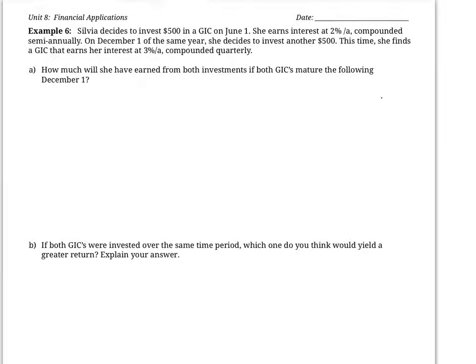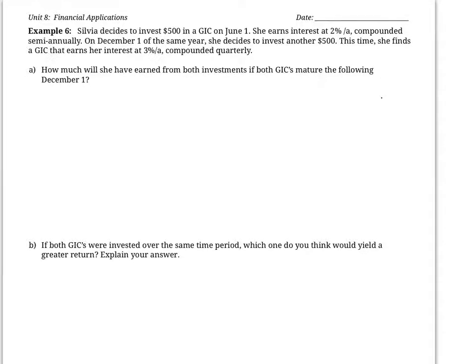It says Sylvia decides to invest $500 in a GIC, Guaranteed Investment Certificate, on June 1st. She earns interest at 2% per annum, compounded semi-annually. So that 2% is the annual rate, but we know we have to divide it by 2 because it's going to be charged to us twice per year. On December 1st of the same year, she decides to invest another $500. This time, she finds a GIC that earns her interest at 3% per annum compounded quarterly. How much will she have earned from both investments if both GICs mature the following December 1st?